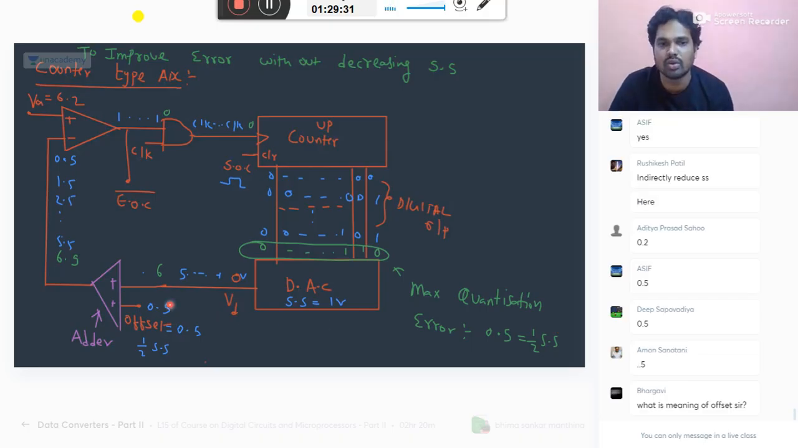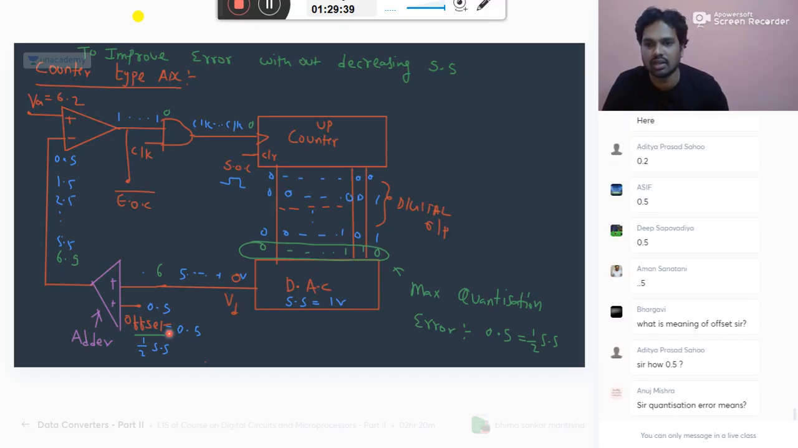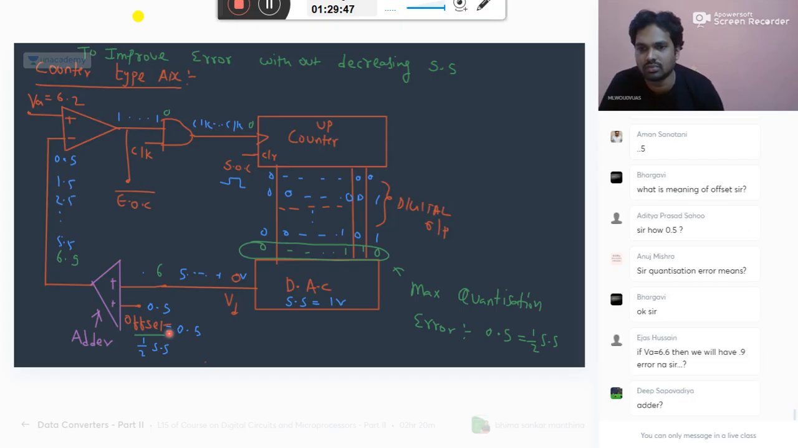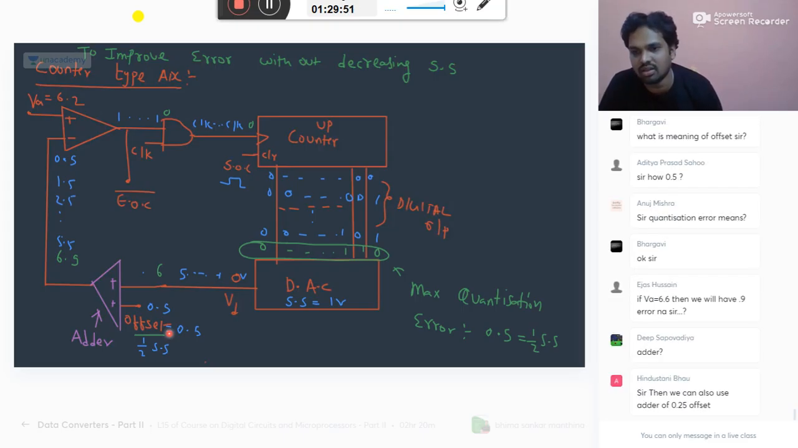Offset is the value you are adding here for the input. This is the technical name, it is called offset. In measurements and control systems, you use it. Again, what happened, Anuj? You came today now itself, or you are there in the class? Wait, stop discussion. Just wait. Okay.